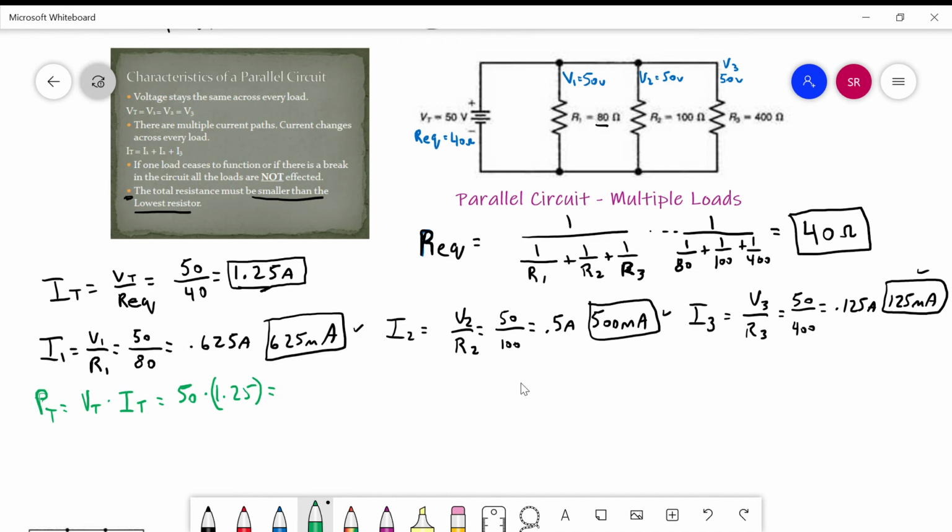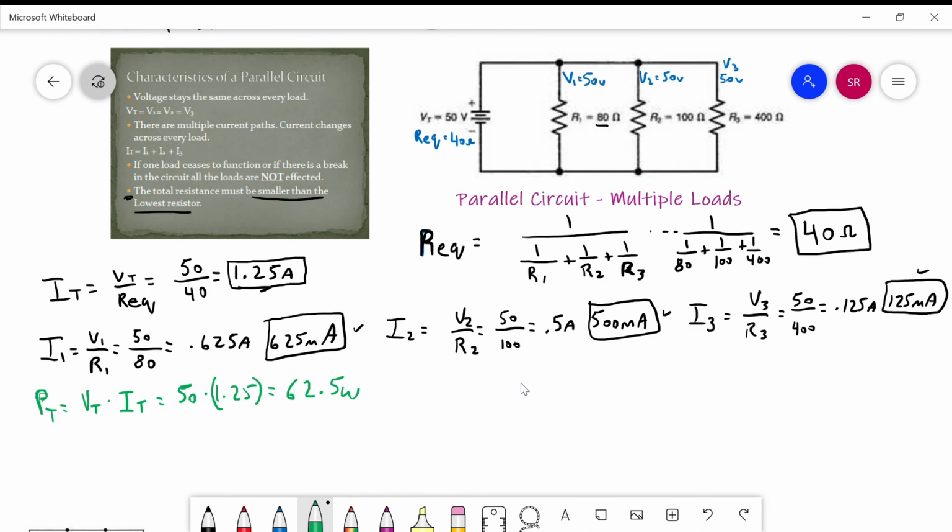Well, this is what I got: 62.5 watts. That's a decent amount of wattage right there. Just yesterday, I was installing a 60-watt light bulb in my living room. So that's a decent amount of wattage. All right, so that's PT. Let's find P1, P2, and P3.